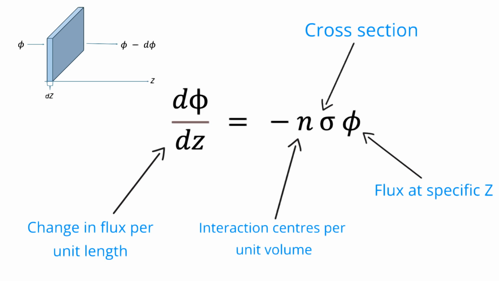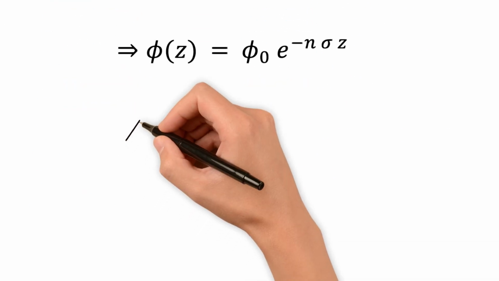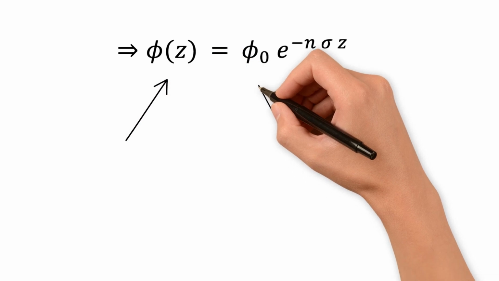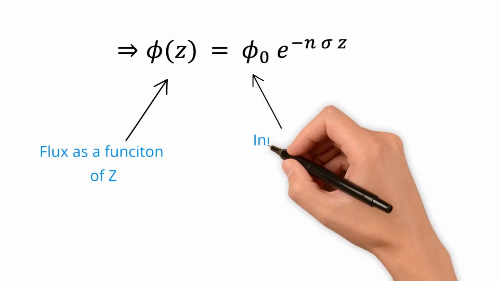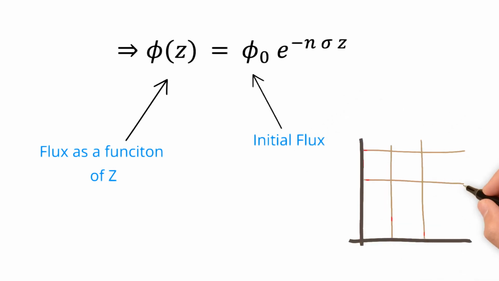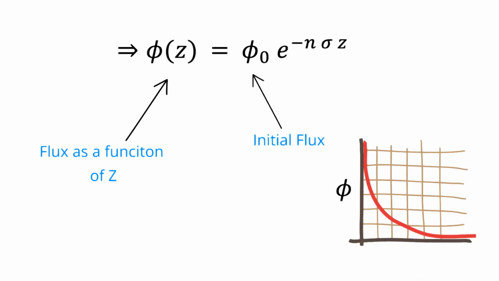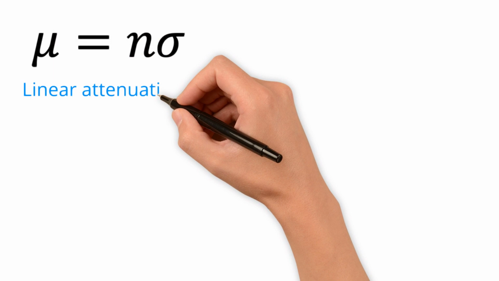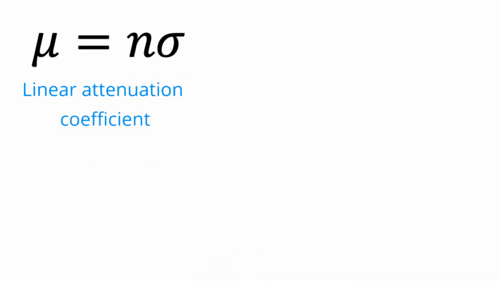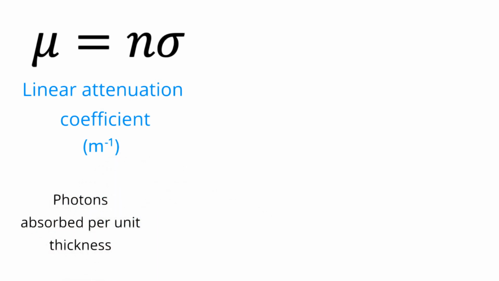The differential equation is separable and can be integrated to give the following equation for flux as a function of z, where phi naught is the initial flux. This equation shows that there is an exponential removal of photons in a material. The product n sigma, which you've seen in these equations, is the linear attenuation coefficient. It is denoted mu and has dimensions of inverse length. It is a measure of how many photons are absorbed per unit thickness of the material.